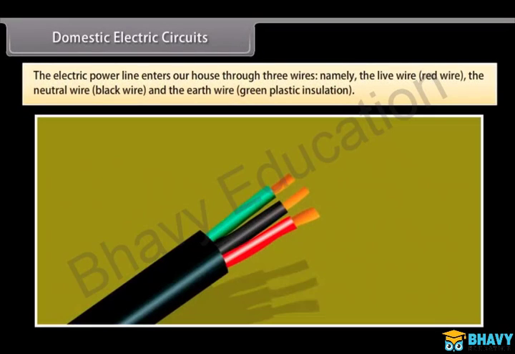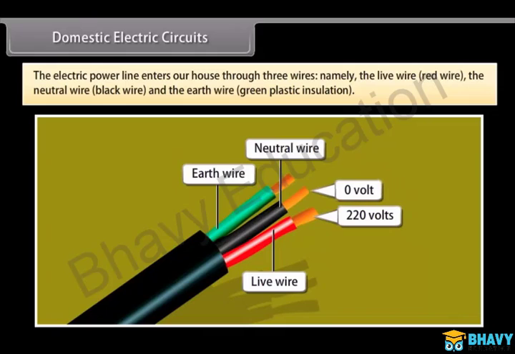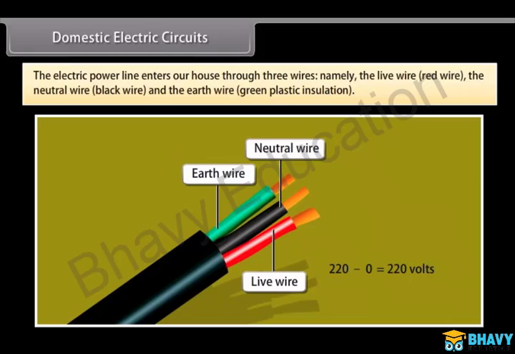The electric power line enters our house through three wires, namely, the live wire, red, the neutral wire, black, and the earth wire, green plastic insulation. The live wire has a high potential of 220 volts and the neutral wire has zero potential. Thus, the potential difference between the live wire and the neutral wire is 220 minus 0, which equals 220 volts.